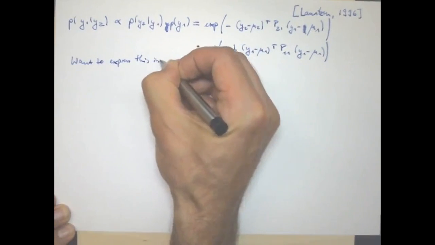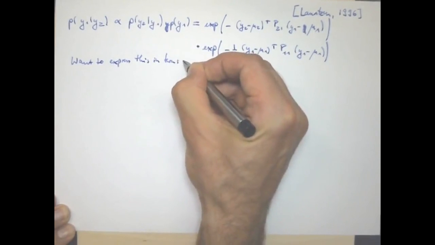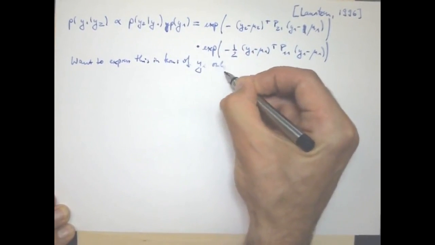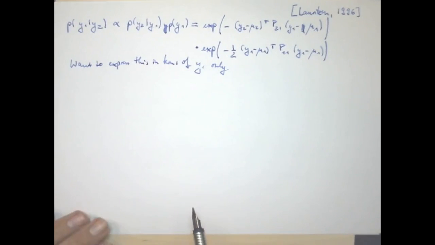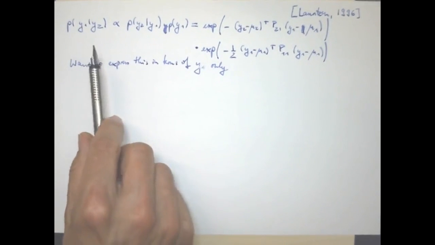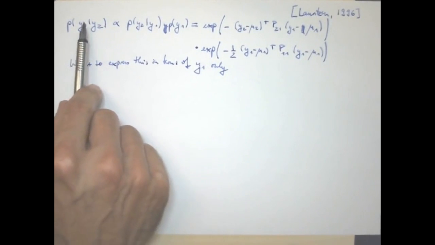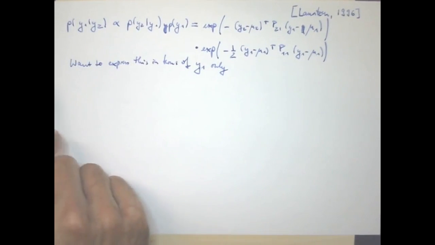And what we know is, we want to express it. We want to get a probability density for our query variables. So I want to express it in terms of these query variables here.